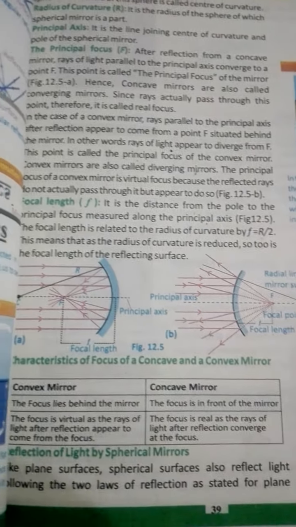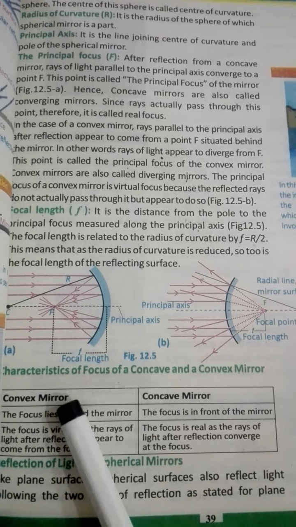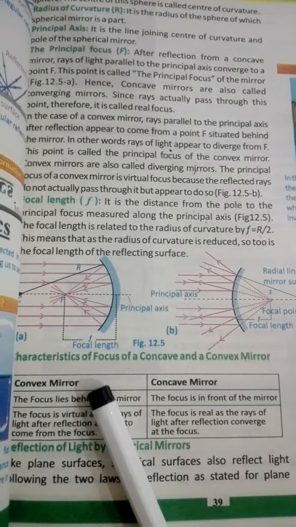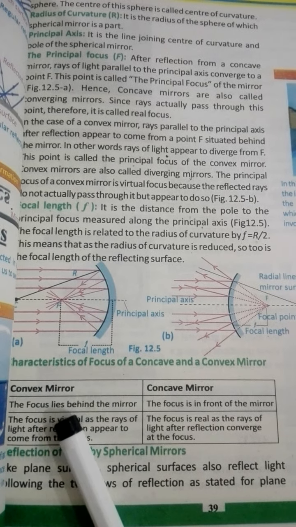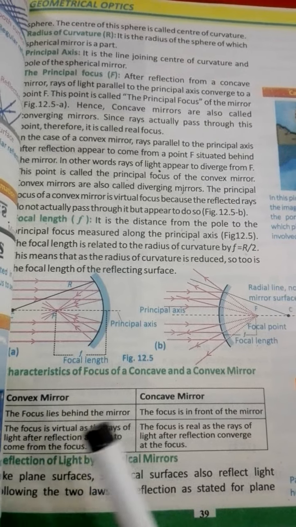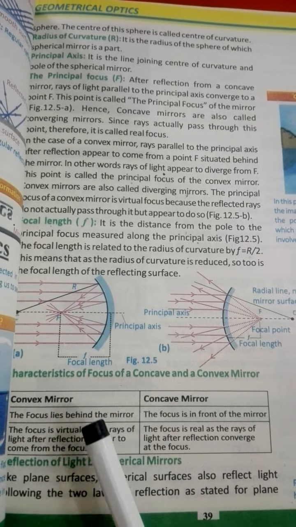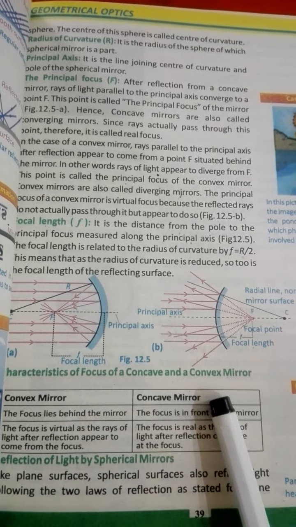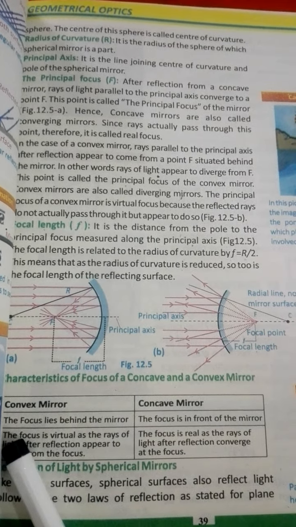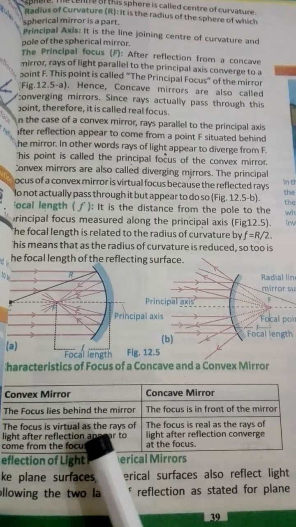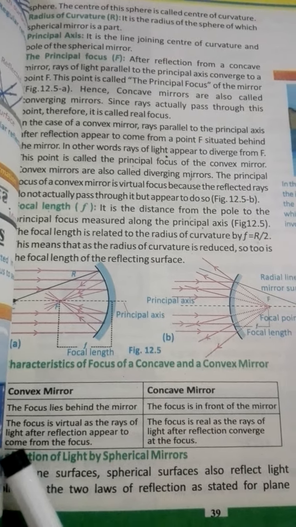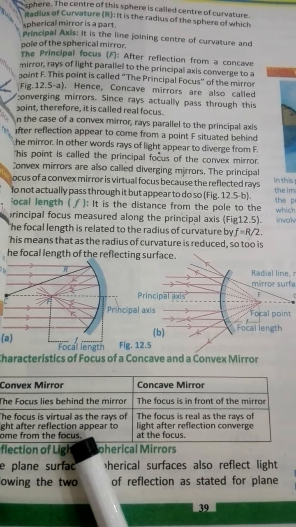Then here we have the characteristics of focus of a concave and convex mirror. For concave mirror, the focus lies in front of the mirror, and for convex it lies behind the mirror. And for convex, the focus is virtual as the rays of light after reflection appear to come from the focus.